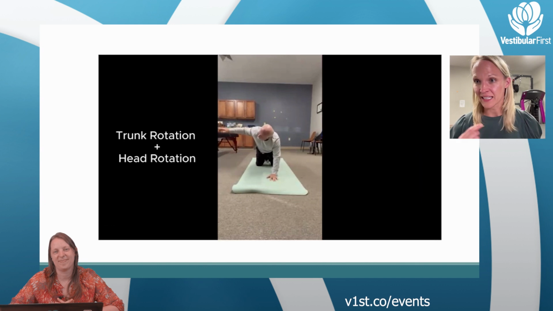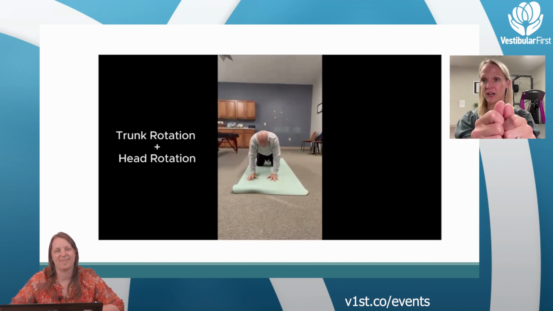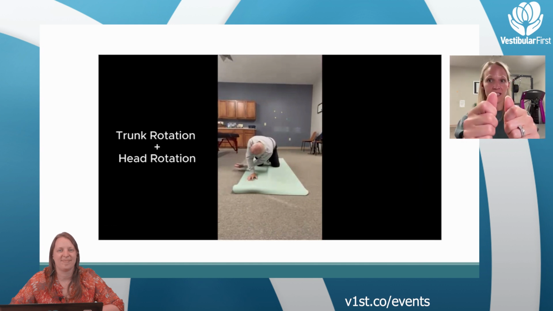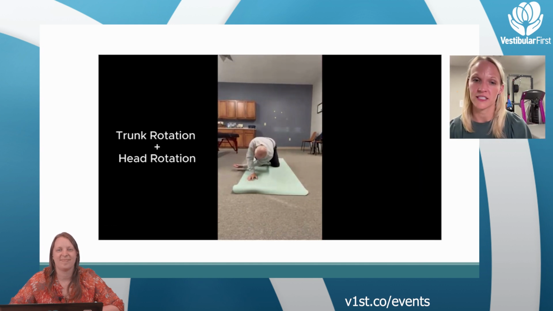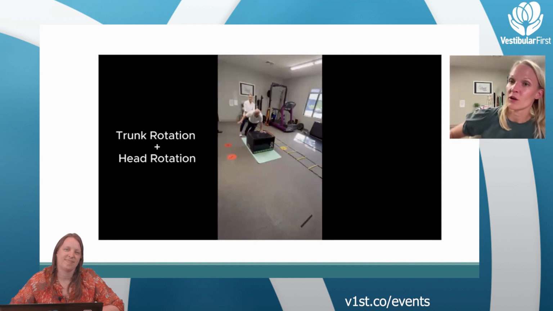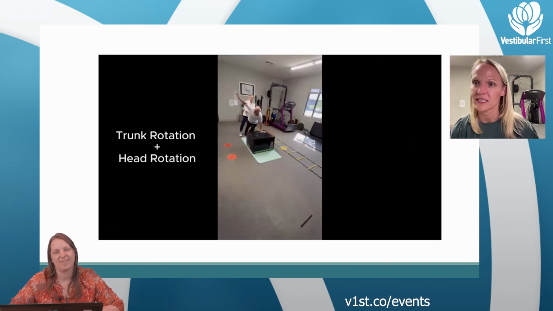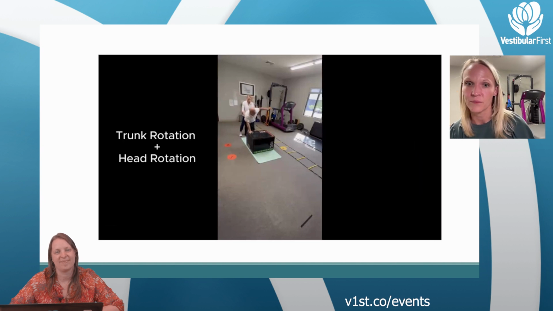If you wanted to add a gaze stability exercise to that, there is a card in the hand and they're keeping that card in focus as they rotate and do these exercises. So he's done this before with a card actually in his hand. And as he goes up in quadruped, he's gaze stabilizing on that card. So VOR cancellation basically in that motion.